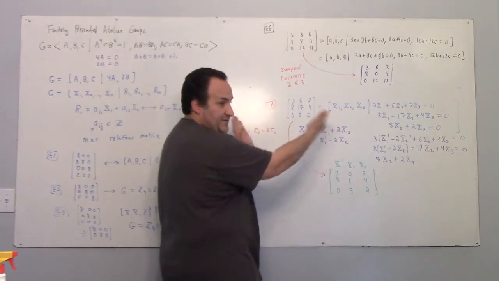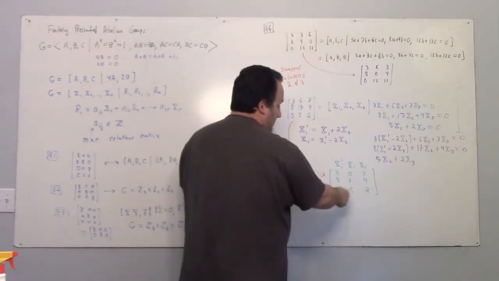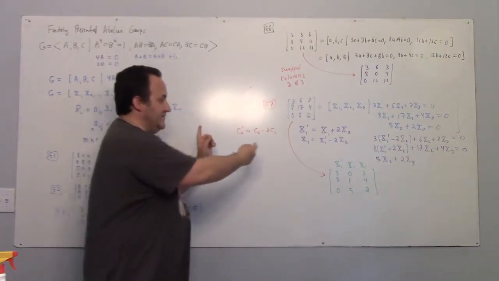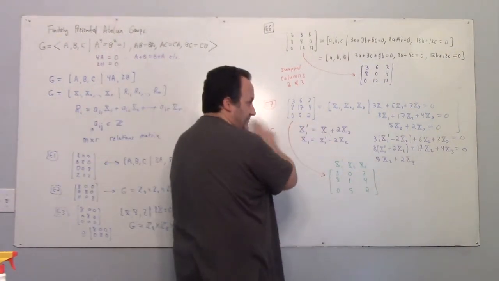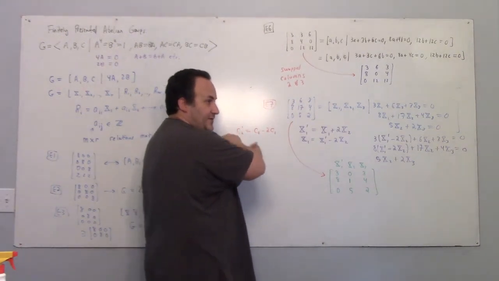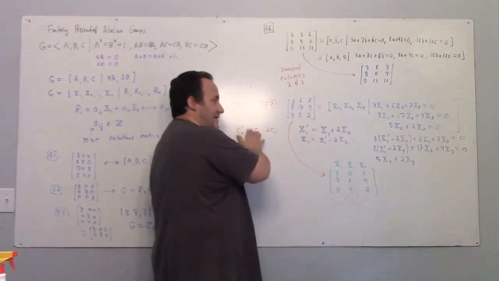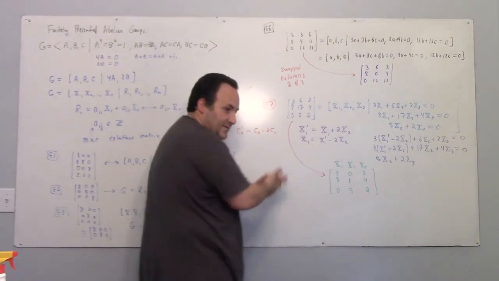We can swap columns. That corresponds to relabeling generators. And like reduce column echelon form, I guess. And we can also swap columns like this. That's just a relabeling of generators. And those are taking you to other relations matrices for corresponding isomorphic abelian groups.